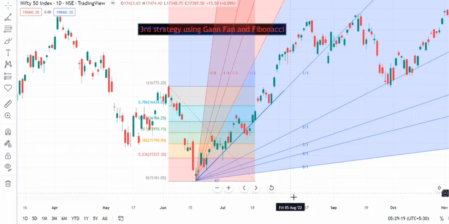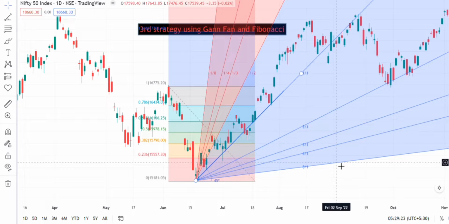Then we will draw the Gann Fan at the significant low point, which we have already done. The point where the 61.8% line intersects with the 1 into 1 line will act as a strong support area. In this case we can see that we would love to buy more from this area. This Fibonacci strategy is more useful for sector analysis.